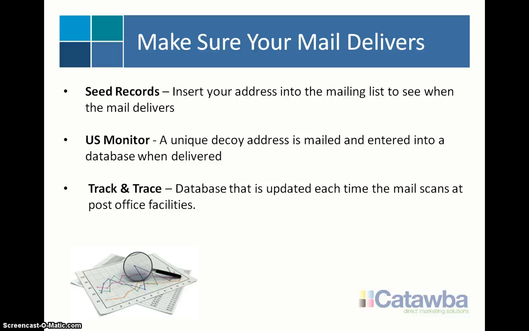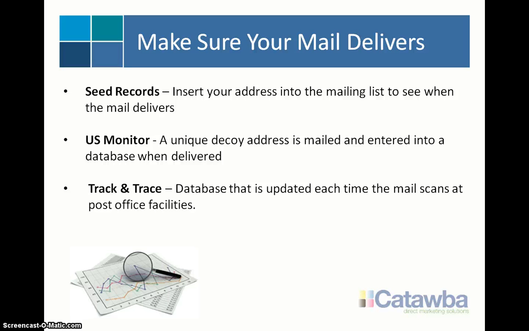Some other things you can do to make sure your mail delivers: you can have seed records in your data, so you can insert your address into the mailing list to see when the mail delivers. So your address, maybe somebody else in your company's, and then you can see, all right, the mail hit my mailbox on this date, the rest of it must be delivering around the same time.